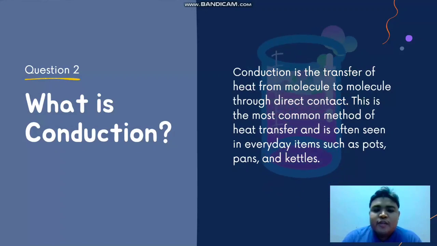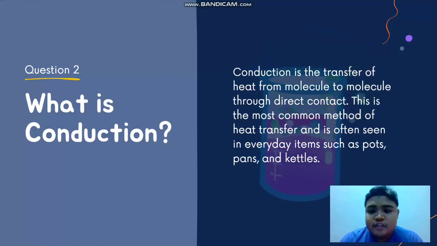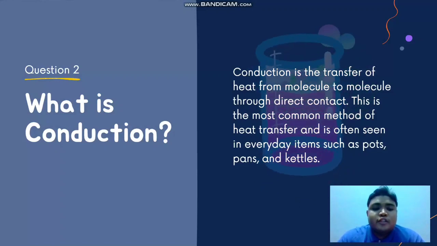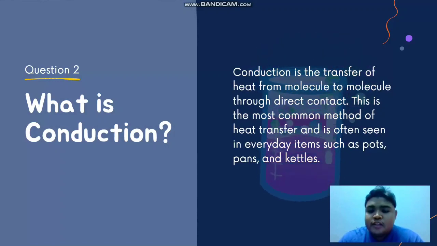Okay, about the three methods that have been mentioned, that is conduction, convection, and radiation. What is the meaning of those three? And for question 2, what is conduction? Conduction is the transfer of heat from molecule to molecule through direct contact. This is the common method of heat transfer and is often seen in everyday items such as pots, pans, and kettles.